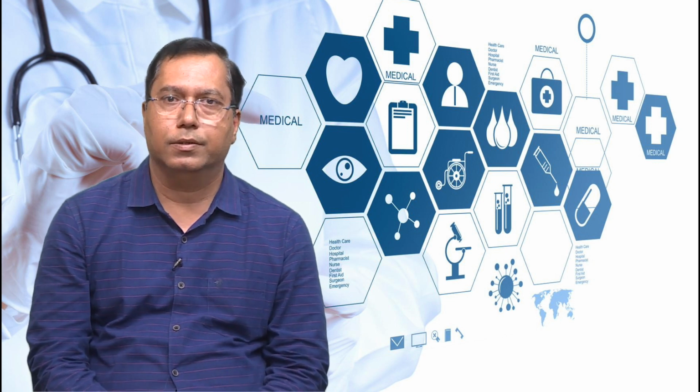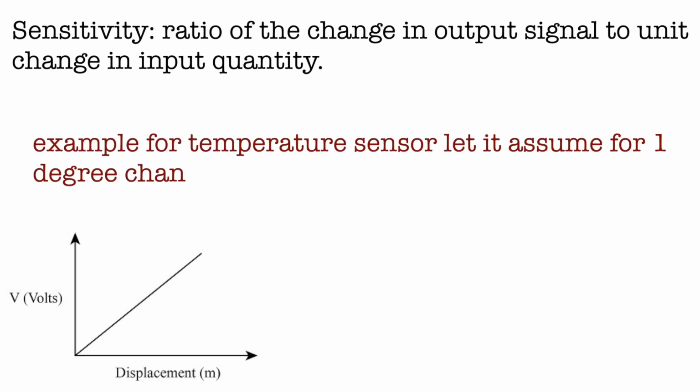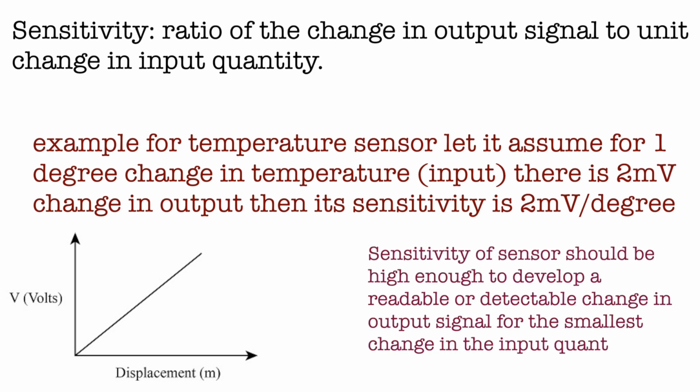That can be represented as the slope of the input and output characteristics, or calibration curve, of the sensor. For example, there is some temperature sensor. Let us assume for 1 degree change in temperature, there is a 2 millivolt change in output. Then its sensitivity will be 2 millivolt per degree. So, the sensitivity of a sensor should be high enough to develop a readable or detectable change in output signal for the smallest change in the input quantity.